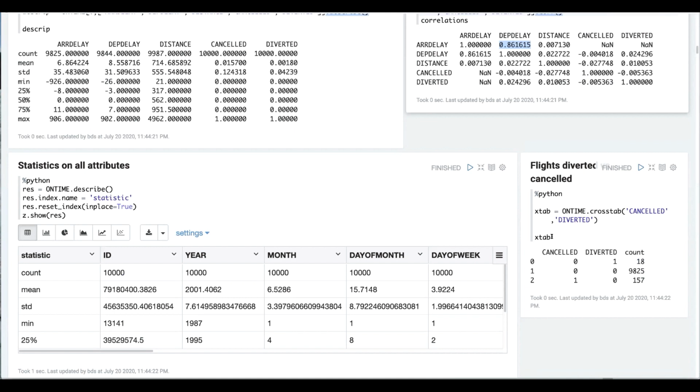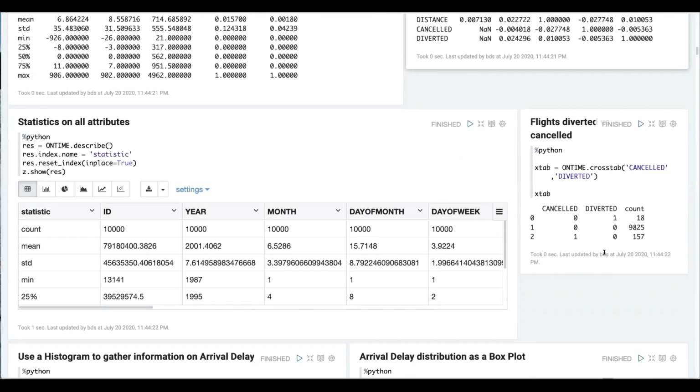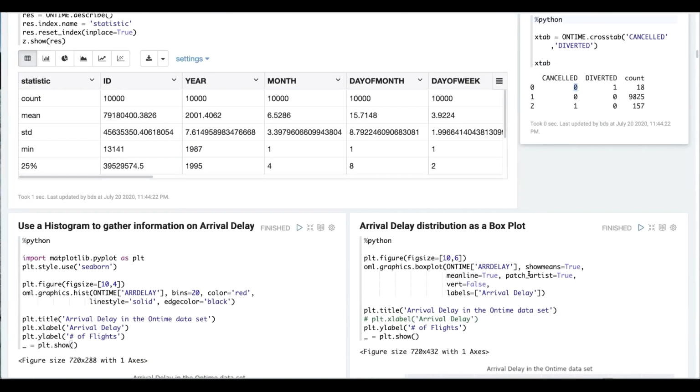So looking at, real quick here, I'll cancel and diverted flights. I can see that if the flight was canceled, it was not diverted, so it makes sense. If the flight was diverted, it was not canceled. So all of these things, again, make sense, right, out of my 10,000 flights.